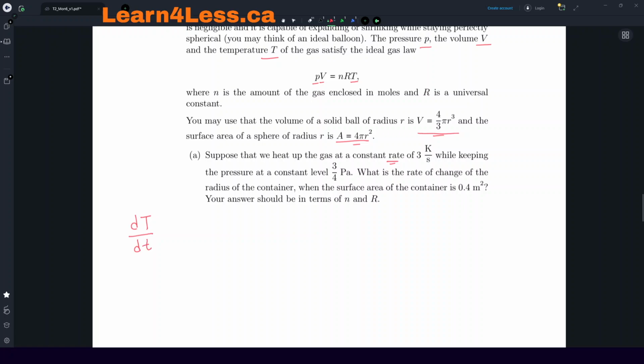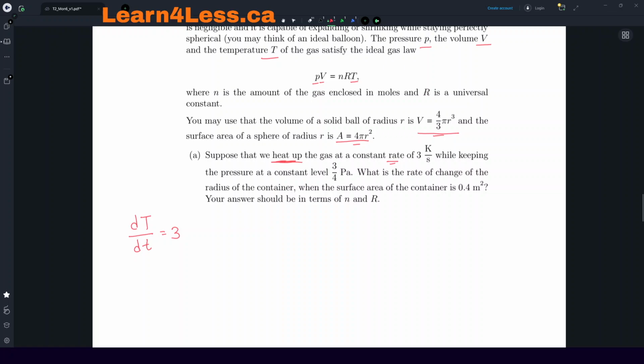how do I know it's with respect to time? Because it's per second. The derivative of temperature with respect to time is 3. And it's not -3. Be careful. They are saying heating up. If they said cooling down, it means temperature is going down, which means the derivative would be -3. So basically this word is controlling the sign. This is just magnitude. Okay, it's 3.